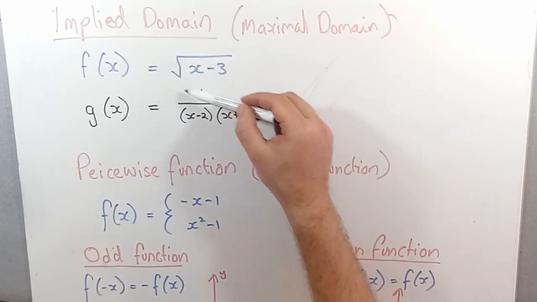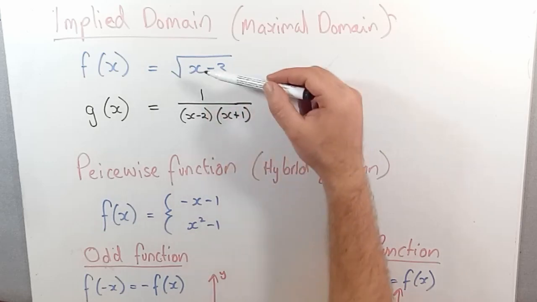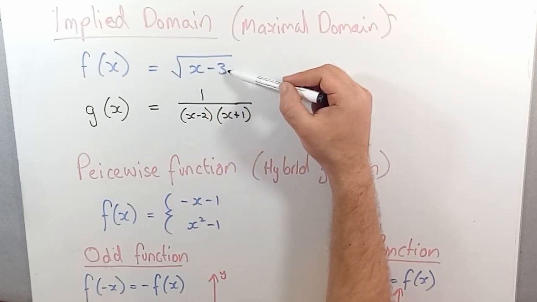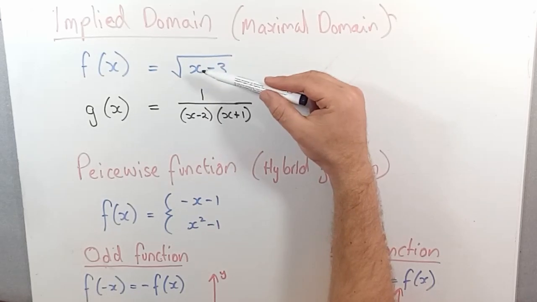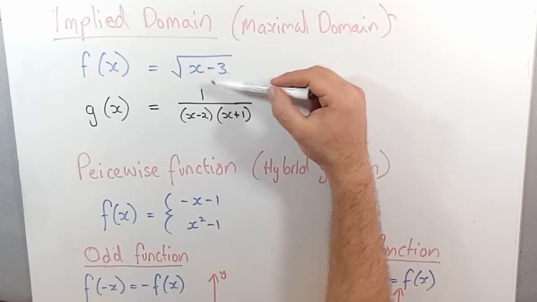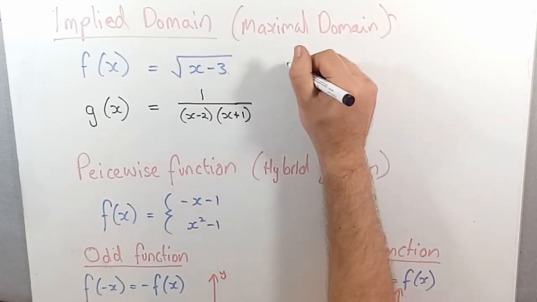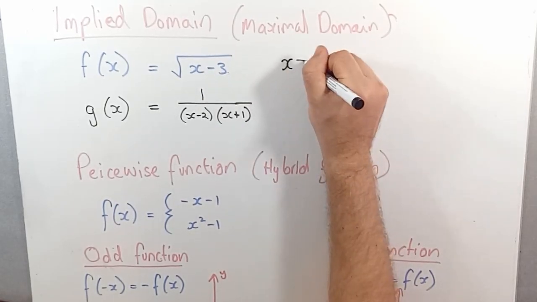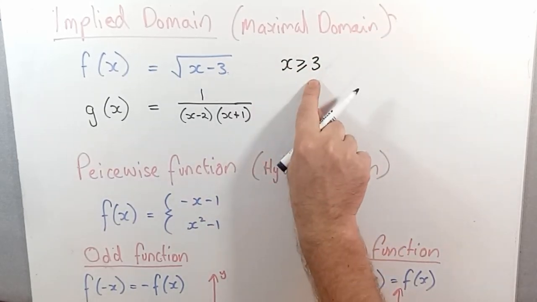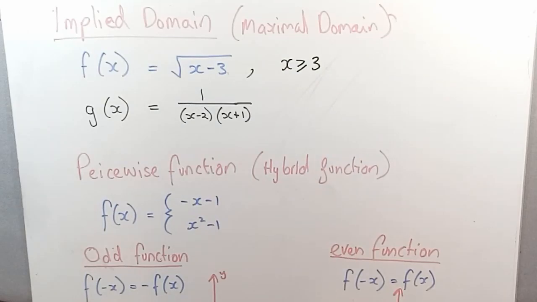So we don't want anything under this to get less than 0. If I had x equals 1, that'd be 1 minus 3, which is negative 2, so that's not allowed. So I need numbers that are bigger than 3 for this to be greater than 0. So I've got x greater than or equal to 3, because it's allowed to be 0. So that's my maximum domain, or my implied domain.